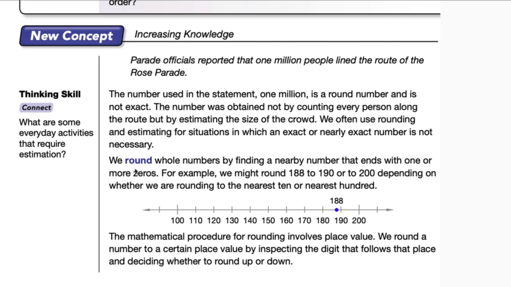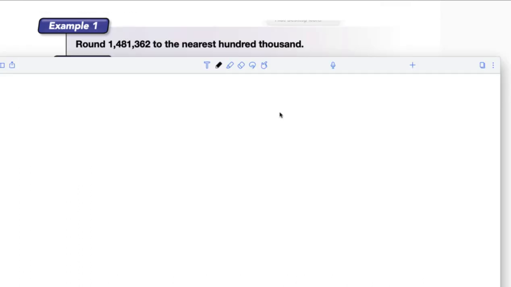And so when we round, we are looking for numbers nearby that end sometimes in zeros or fives or end in a convenient way so that we can multiply, add, subtract, divide, or whatever we need to do in order for us to expedite the computational process. So let's see some examples about this. Here in example 1, they're asking us to round this number. Hopefully you can read it.